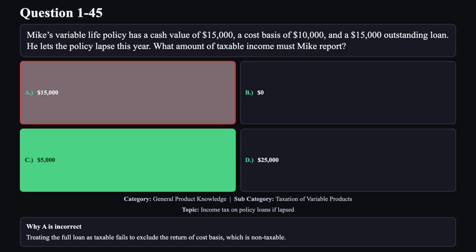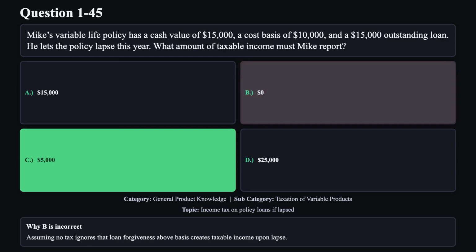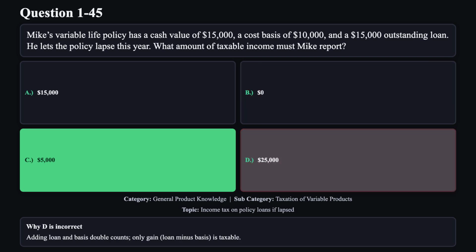Reason A is not correct. Treating the full loan as taxable fails to exclude the return of cost basis, which is non-taxable. Reason B is not correct. Assuming no tax ignores that loan forgiveness above basis creates taxable income upon lapse. Reason D is not correct. Adding loan and basis double counts. Only gain, loan minus basis, is taxable.